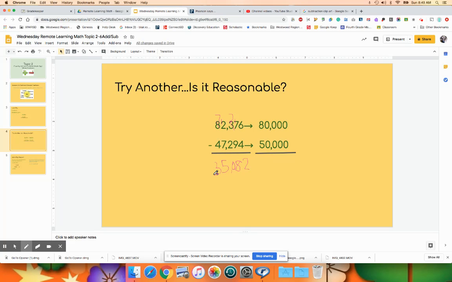And so let's see if it's reasonable. So I rounded to the 10,000s place. So 82,000 would round to 80,000. 47,000 would round to 50,000. And if we subtract that, 0 minus 0, 0 minus 0, 0 minus 0, comma, 0 minus 0, and 8 minus 5 is 3. So 30,000 is our estimate, and that means our actual answer is reasonable, right? It's 5,000 away, which may seem really big, but when you're rounding to 10,000s, 5,000 isn't huge, right? So our answer is reasonable.